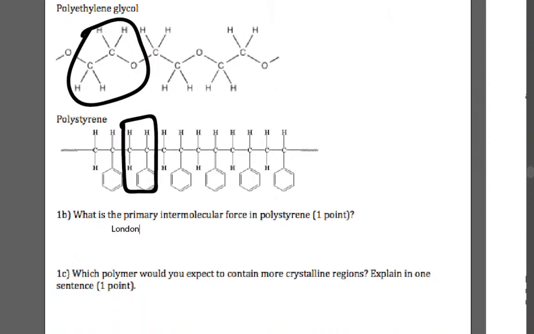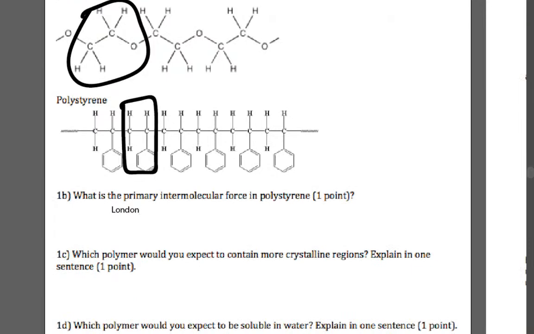1C. Which polymer would you expect to contain more crystalline regions? It is the one which is most ordered. So it would be polyethylene glycol, but it is just flipped from bottom and then top and then bottom and then top. So it is not really that ordered. So I would say that polystyrene would be the answer, because of the orderness. It is isotactic.